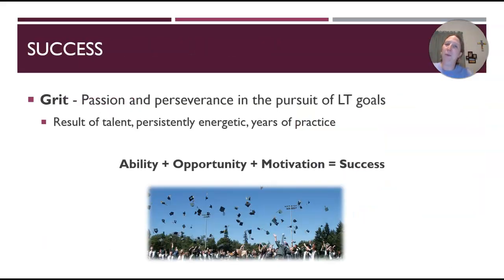The final thing that helps people find success and achievement is the concept of grit. And this is a really positive way to end this series on intelligence. Grit is, by definition, the passion and perseverance in the pursuit of long-term goals. Success is the result of talent and persistently energetic years of practice. If you combine your abilities with opportunities that present themselves or that you go after, with the motivation to not give up, you will find success. What a great way to end this lecture.